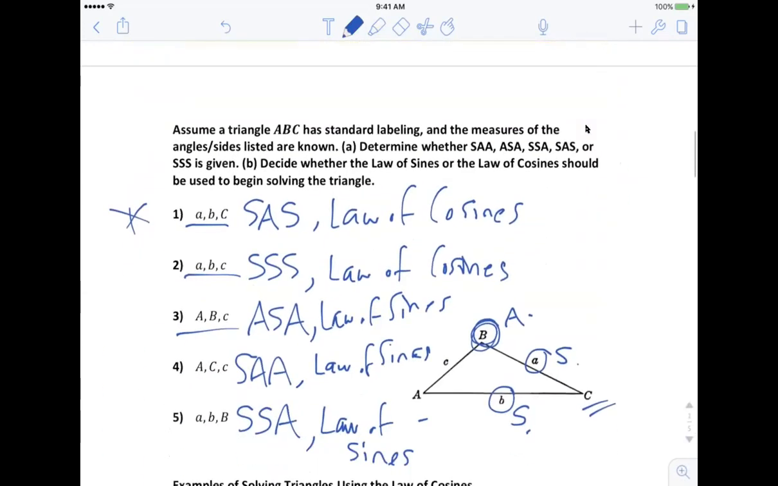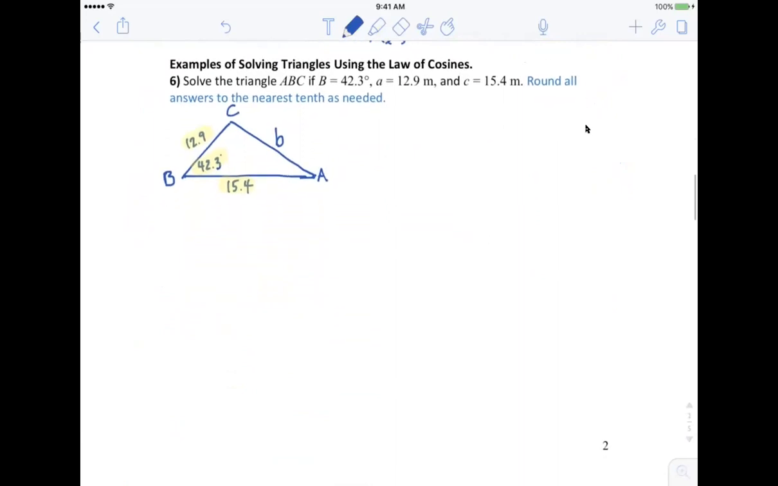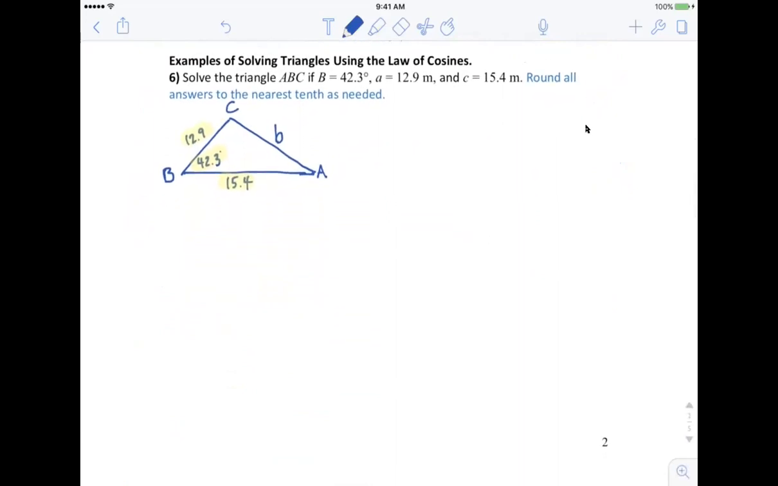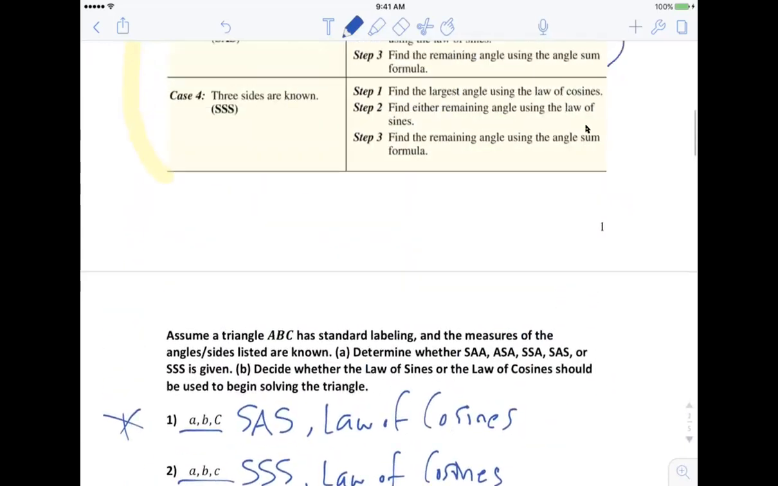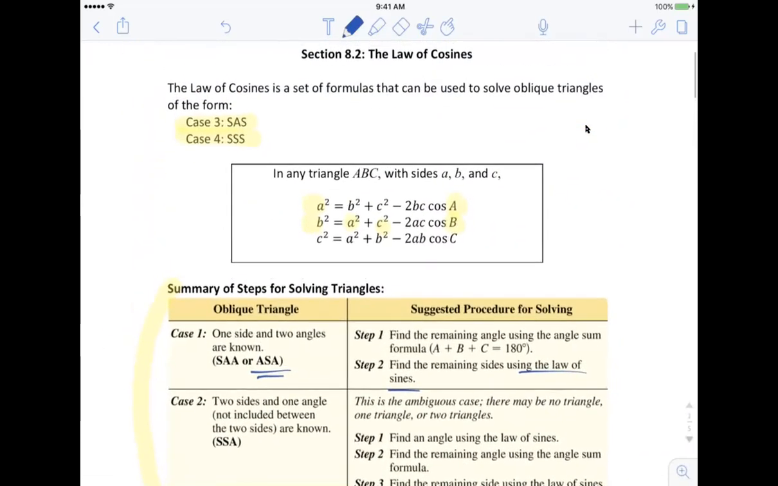So step 1, let's just jump right into step 1. Find that third side using law of cosines. The third side is b. So it's b squared equals, and what I'm doing is following that second formula right there. That's what I'm using for this problem.